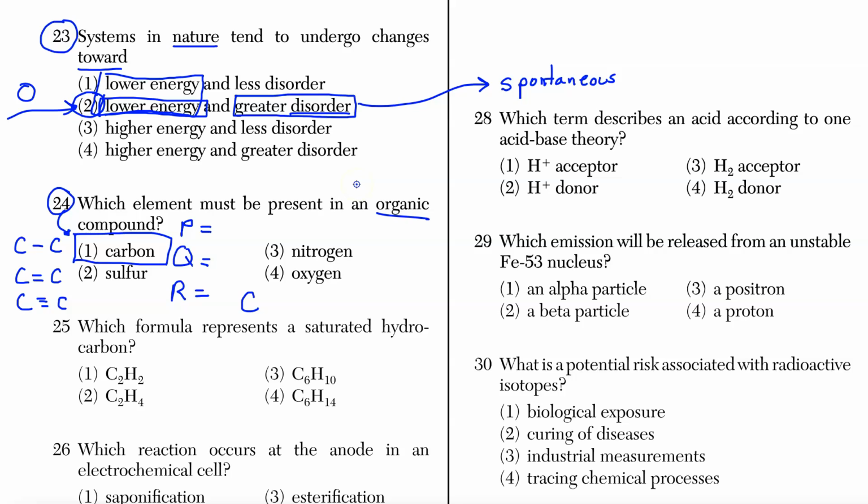The gasoline and those kind of things. 24 is 1. On to 25. Which compound is a saturated hydrocarbon?